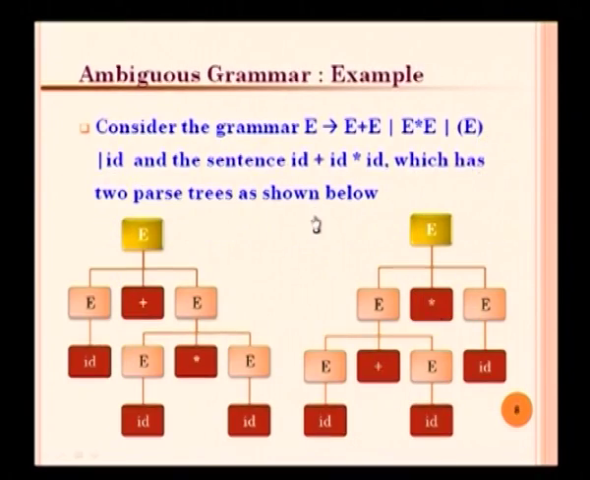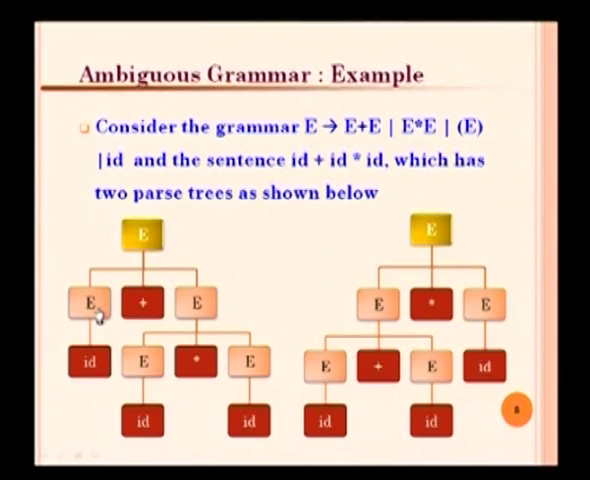Now we have some examples of ambiguous grammars. Once again we are considering the very familiar expression grammar: E goes to E plus E, or E star E, or open parenthesis E close parenthesis, or id. The string we have considered here is once again id plus id star id. Now we have two parse trees. Let us look at the first one. The start symbol of the grammar is E in both trees, because we have only one variable, which is the start symbol.